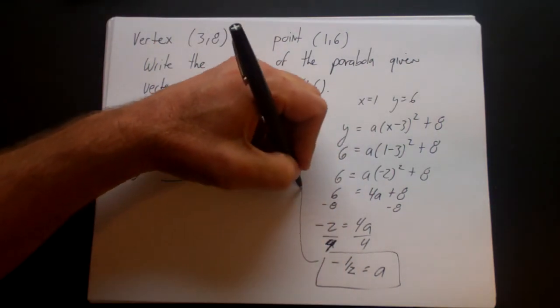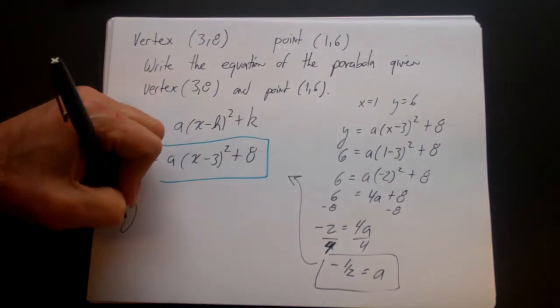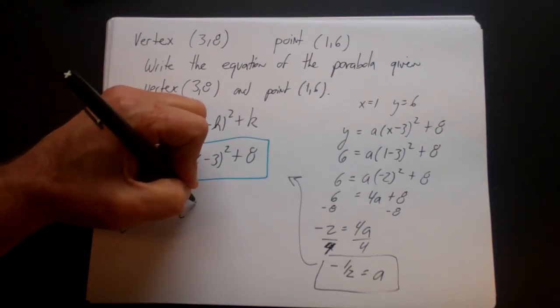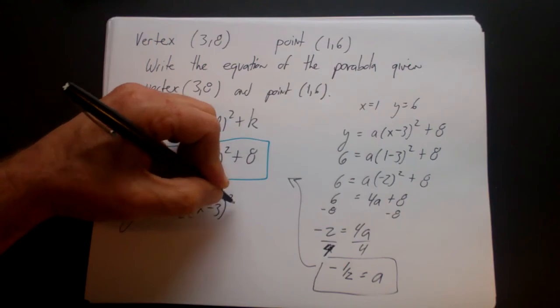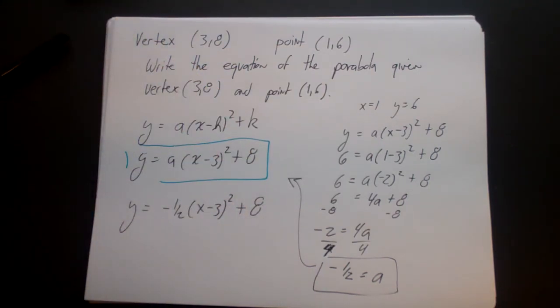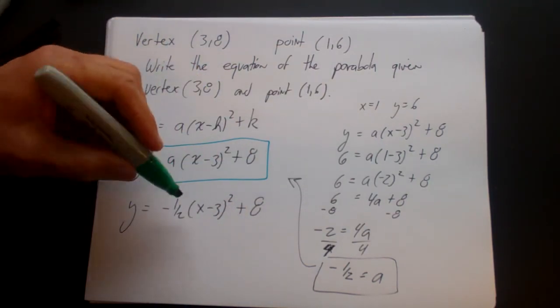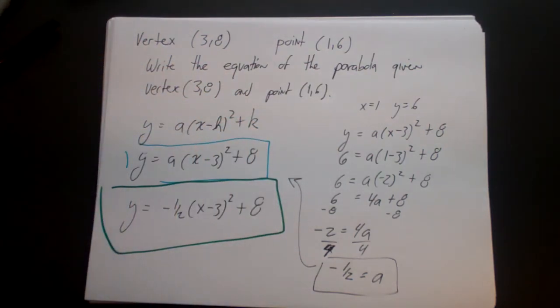Now I'm going to plug this back into this problem. y is equal to minus 1/2 (x minus 3) squared plus 8. I'm going to circle that, because that's my final answer, and I'm done.